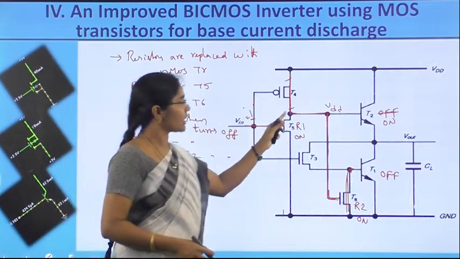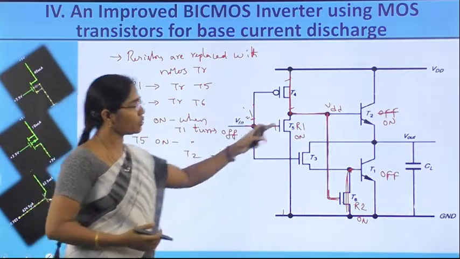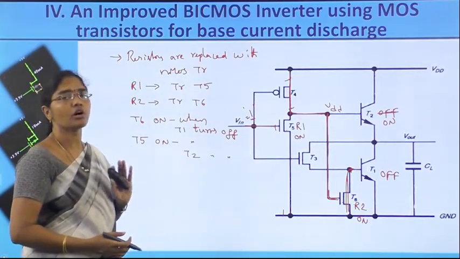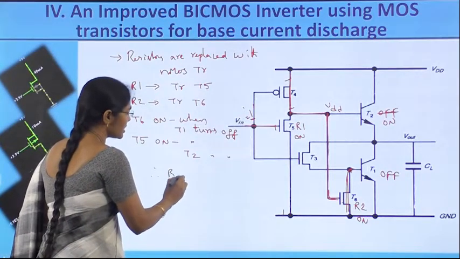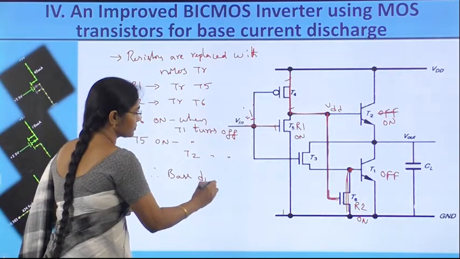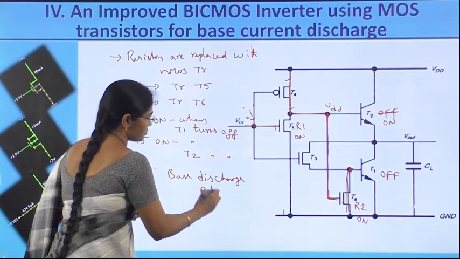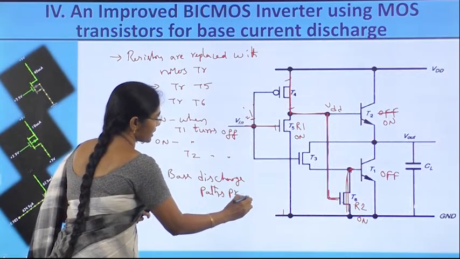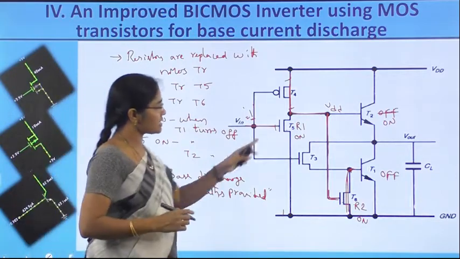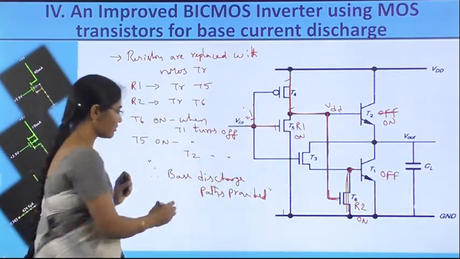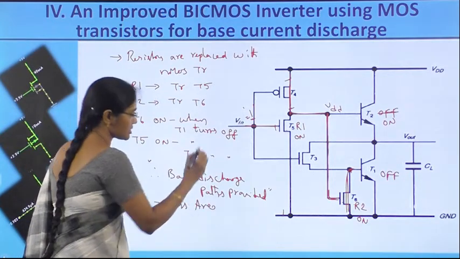So to have the base discharge paths, these two transistors are used when T2 and T1 are going into the off conditions. So the advantage is that base discharge paths are provided. This is the advantage of this circuit. And the two base discharge paths are provided with the MOS transistors. Therefore, they occupy less area when compared to the resistors.